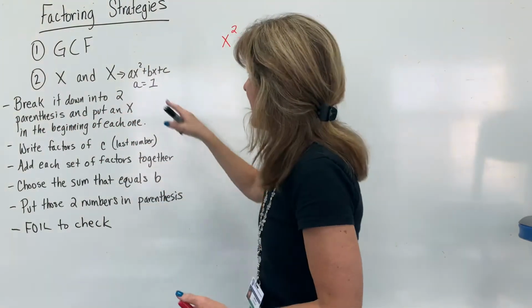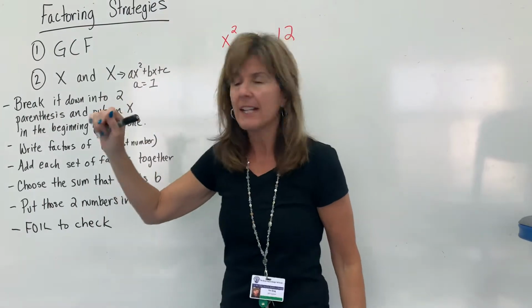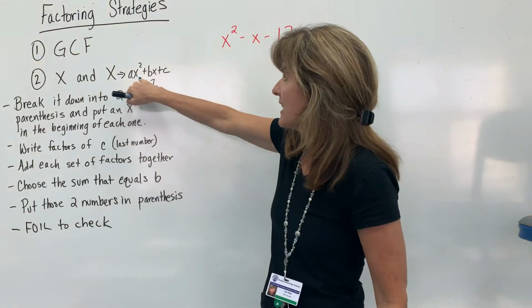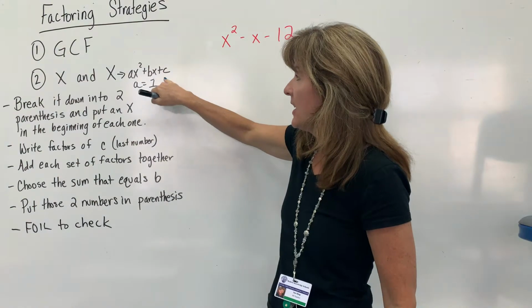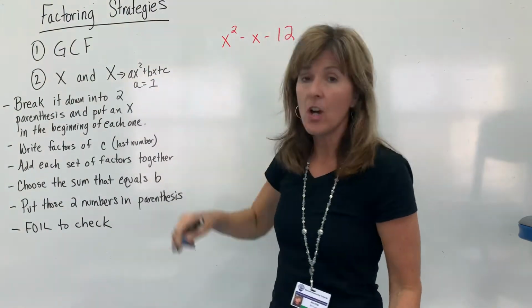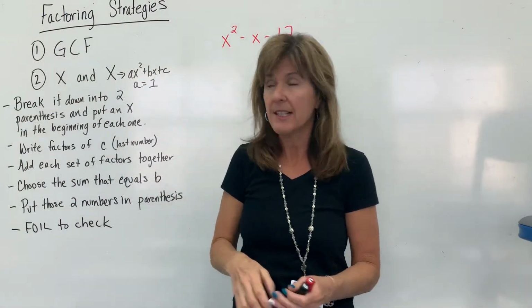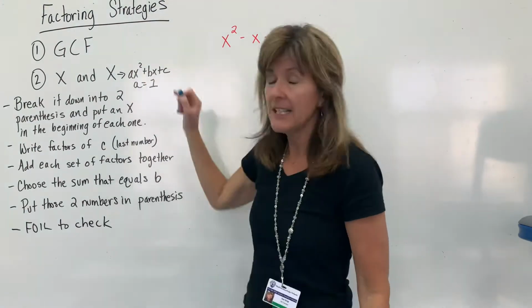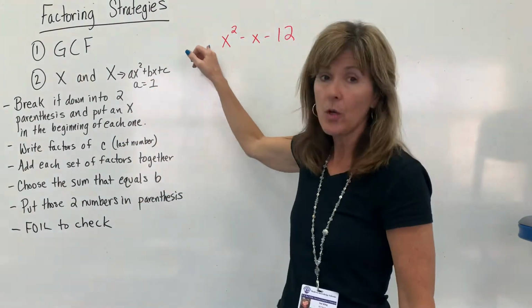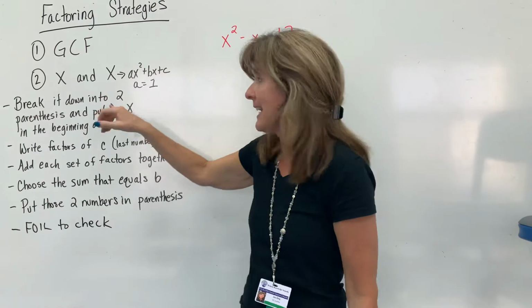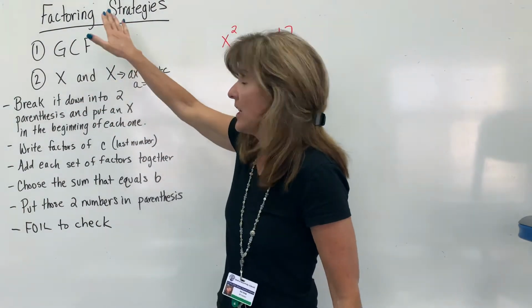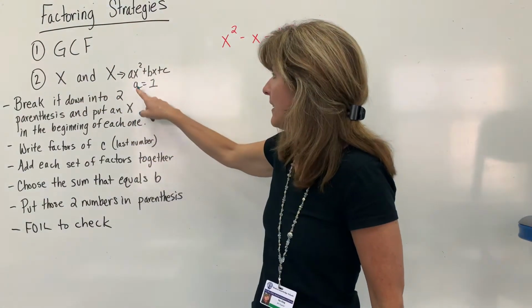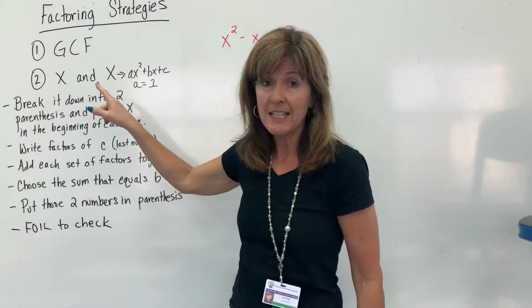Remember that all quadratics are written in the form ax squared plus bx plus c, where a, b, and c are the coefficients. And if you write it in descending order, the leading coefficient is what we will call A. X and X can only be used if the leading coefficient, or A, is 1.